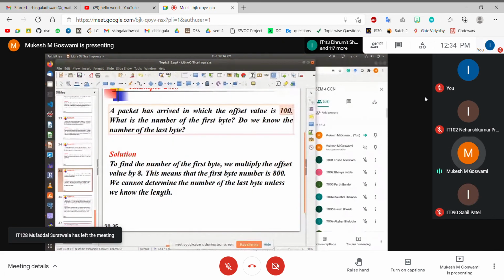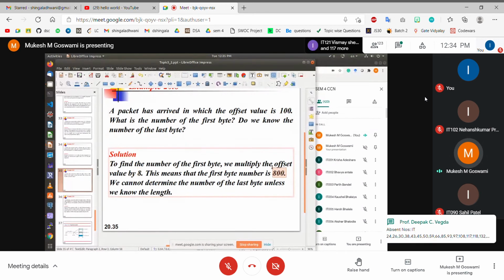Maybe in the exam we'll clearly specify whether it is a binary number, a decimal number, or a hex number. In this case, they have not mentioned it, but this is 100. That is not a binary 100, it is the decimal number 100. So if your offset value is equal to 100, then the number of the first byte is going to be equal to 100 multiplied by 8, that is 800. So 800 is going to be the number of the first byte, right?